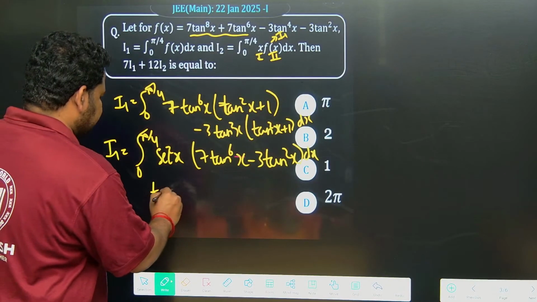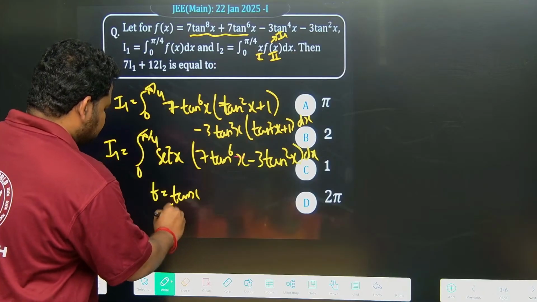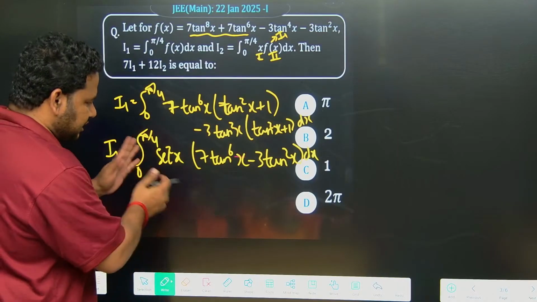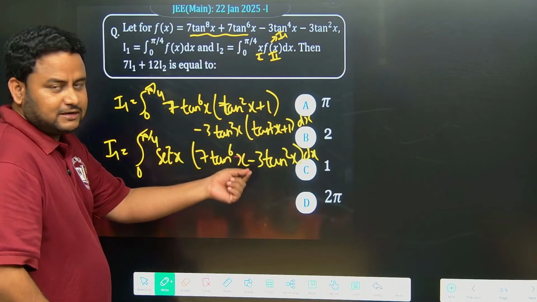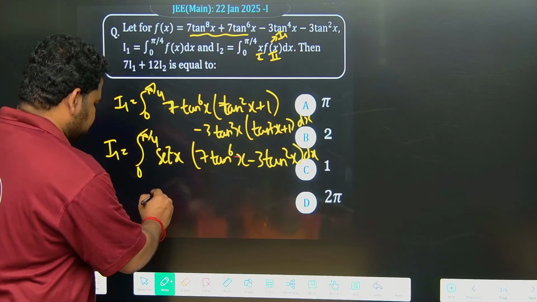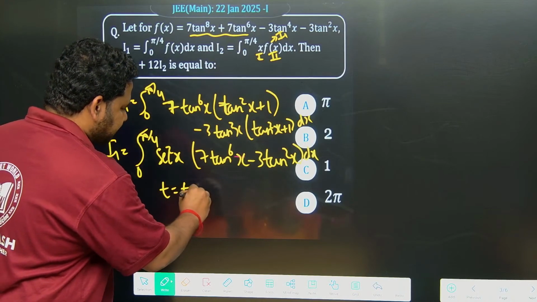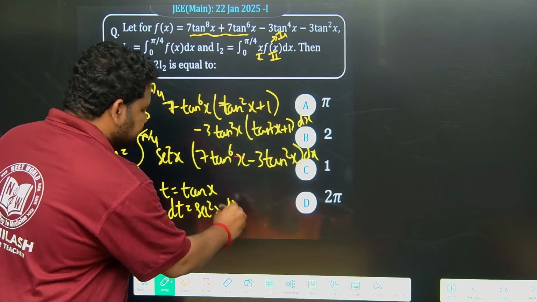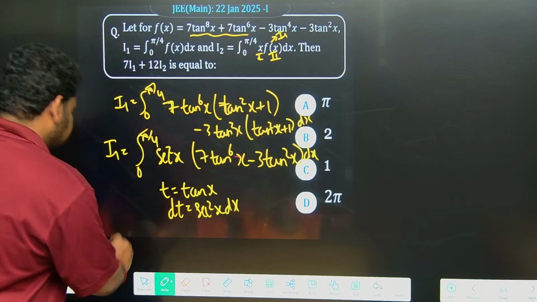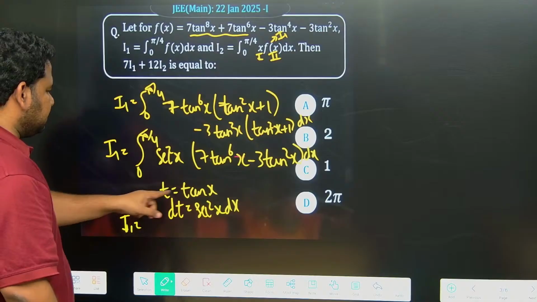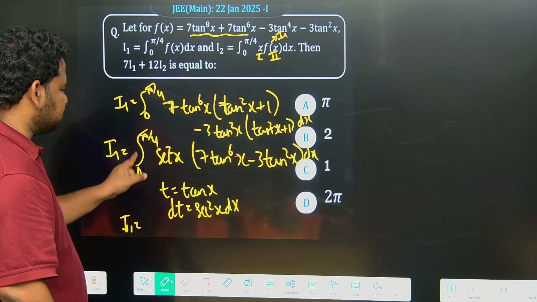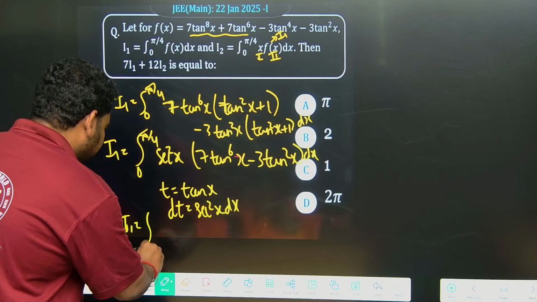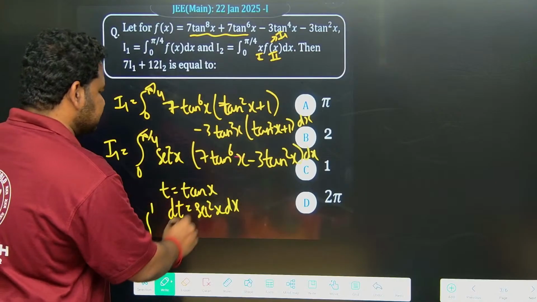If I take t equal to tan x, then dx becomes dt. Let me write neatly here. I am writing stepwise so that everyone can understand. T is equal to tan x, so dt will become secant square x dx. So secant square x dx is dt. Now what will happen to the limits? If I put x equal to 0, t will become 0. If I put x equal to pi by 4, t will become 1, since tan pi by 4 is 1. So this will become 0 to 1, and secant square x dx is dt.